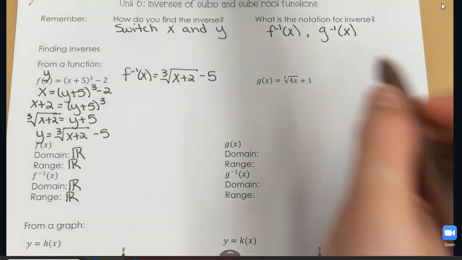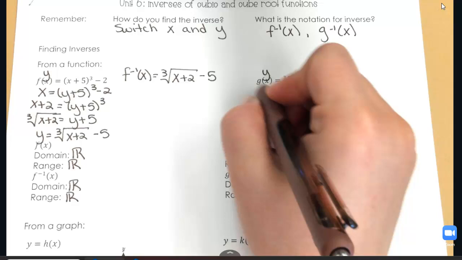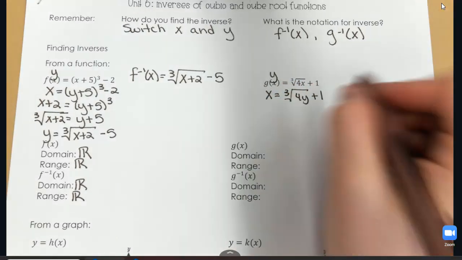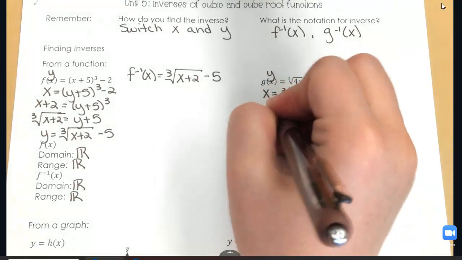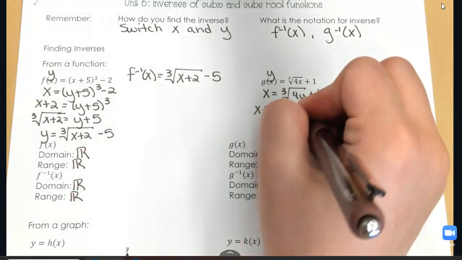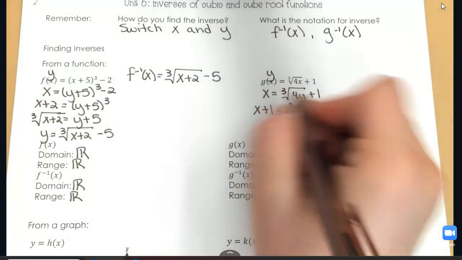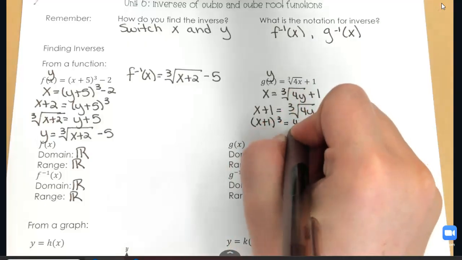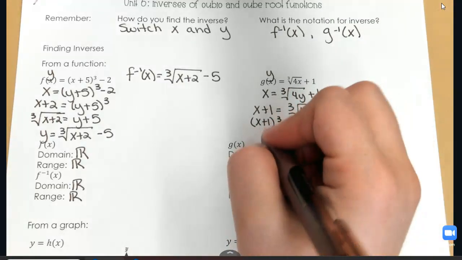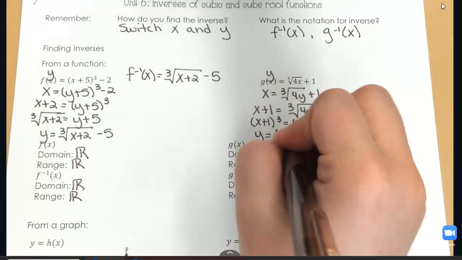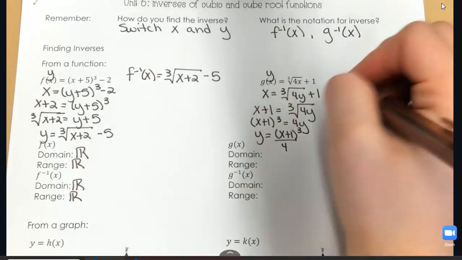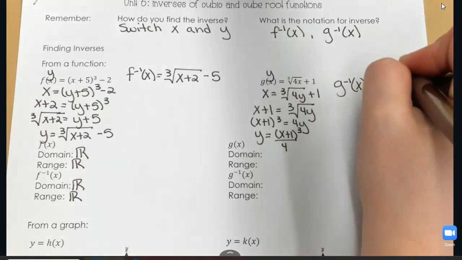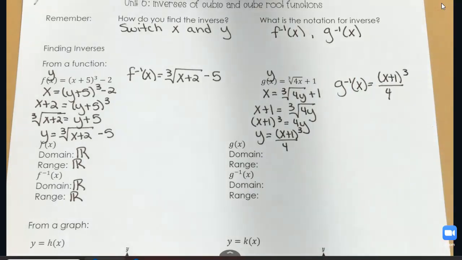roots. So moving on to the next one, again, this is my y value, so I'm going to switch x and y. To get y alone, the first thing I need to do is add 1. And then to undo that cube root, I'm going to cube both sides. So x plus 1 cubed equals 4y. The last thing I need to do is divide everything by 4. So x plus 1 cubed divided by 4. That means g to the -1 of x is x plus 1 cubed divided by 4.